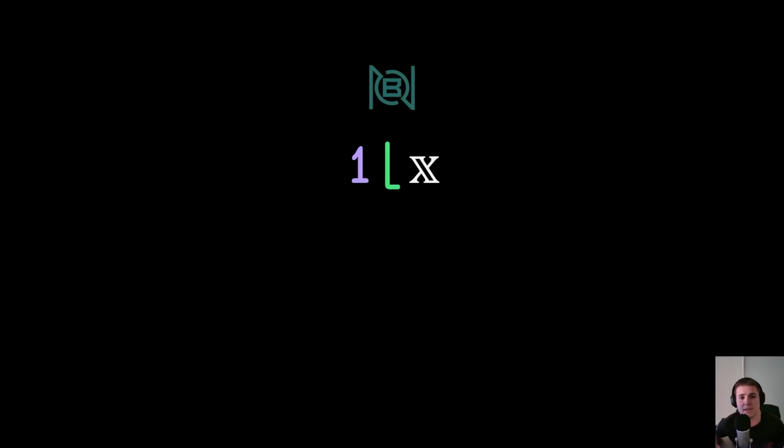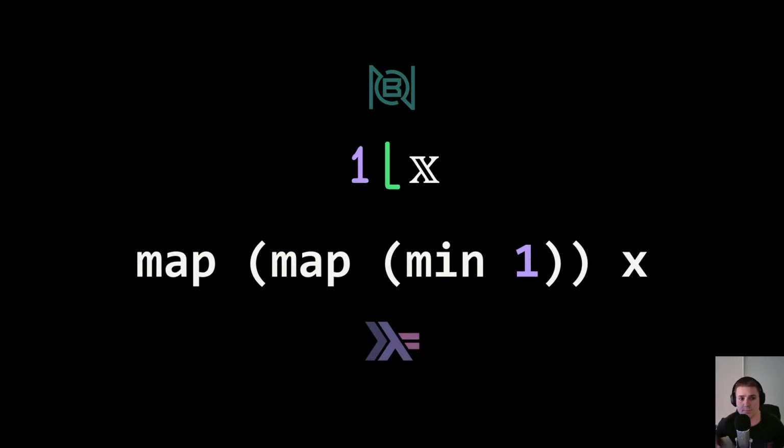So this is what taking the minimum for every element in a matrix looks like in BQN with a scalar, and this is the equivalent in Haskell. When you don't have rank polymorphism built into your functions and your operators, you have to explicitly map any time you are dealing with different ranked arrays. In Haskell, we don't really have ranked arrays, we have lists, but you can imagine if X is a list of lists, in order to take the minimum of each of the elements in each of the lists in your outer list, you have to map a map of min1.